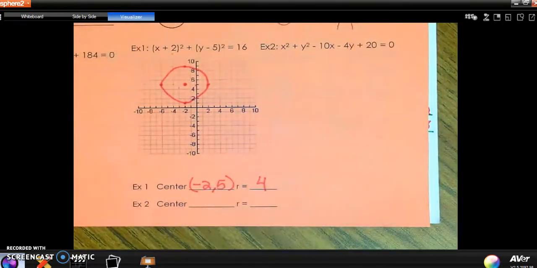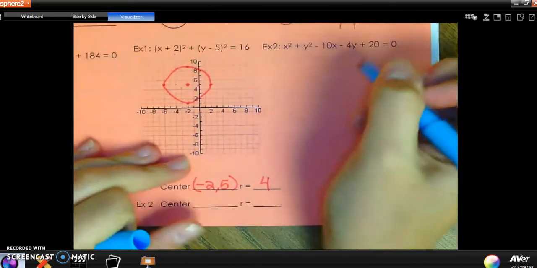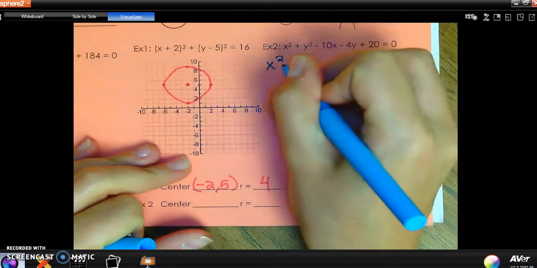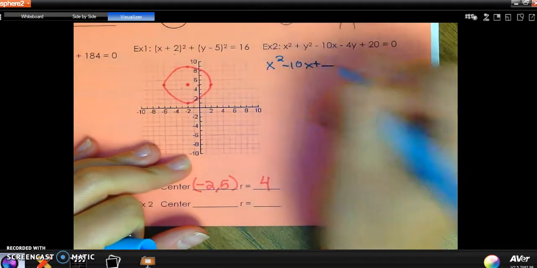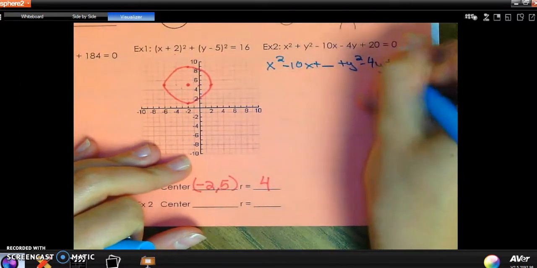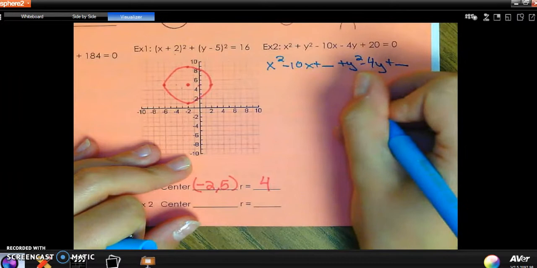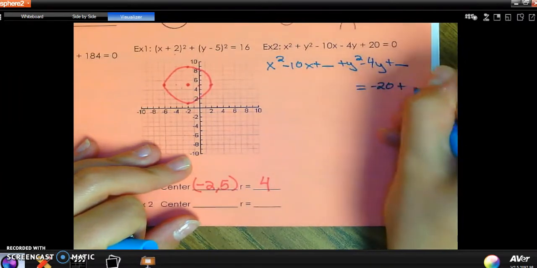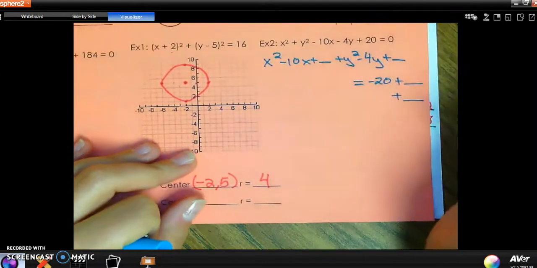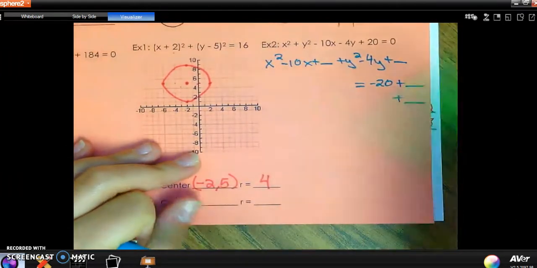Okay, so I'm assuming you went ahead and had a go at example 2. So I will go ahead and work it. We are going to get our x's together. So we're going to have x squared minus 10x plus a blank plus y squared minus 4y plus a blank. And that's going to equal negative 20 plus a blank plus a blank. I'm kind of running out of room over there. I should have written a little bit smaller. So go ahead and fill in your blanks.